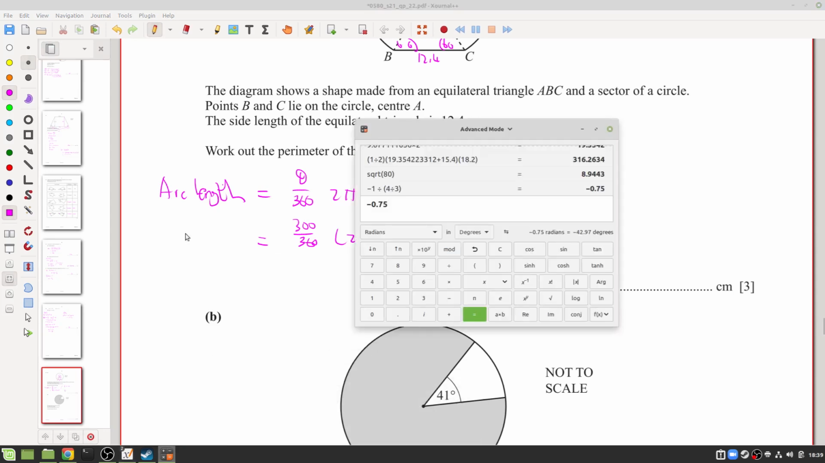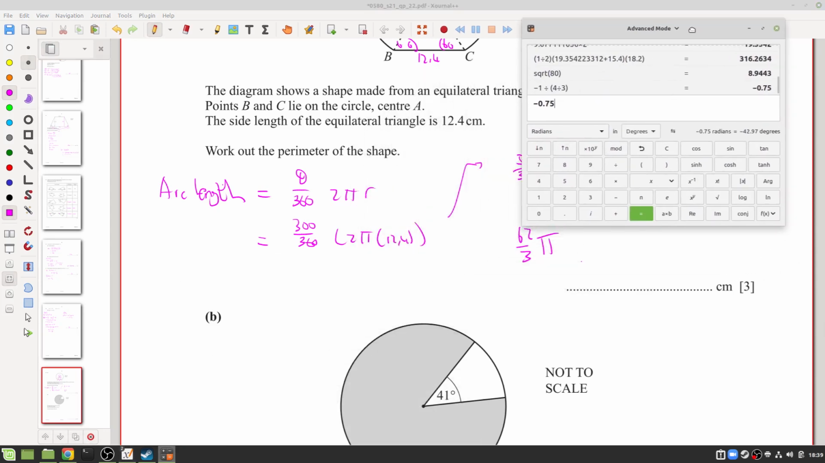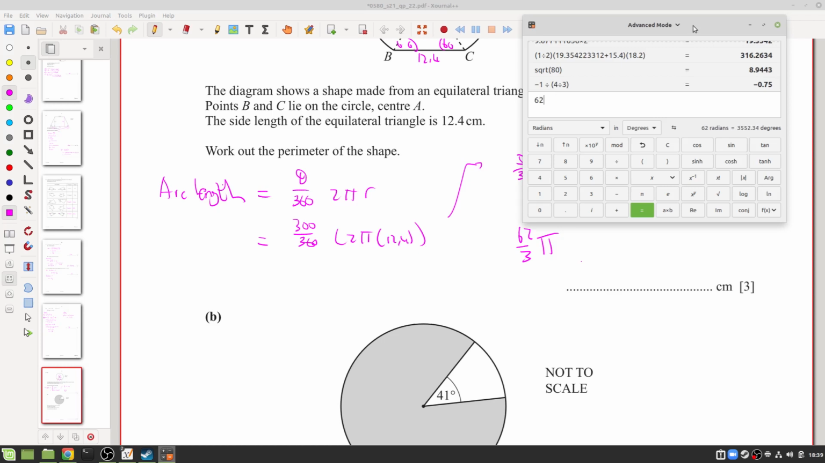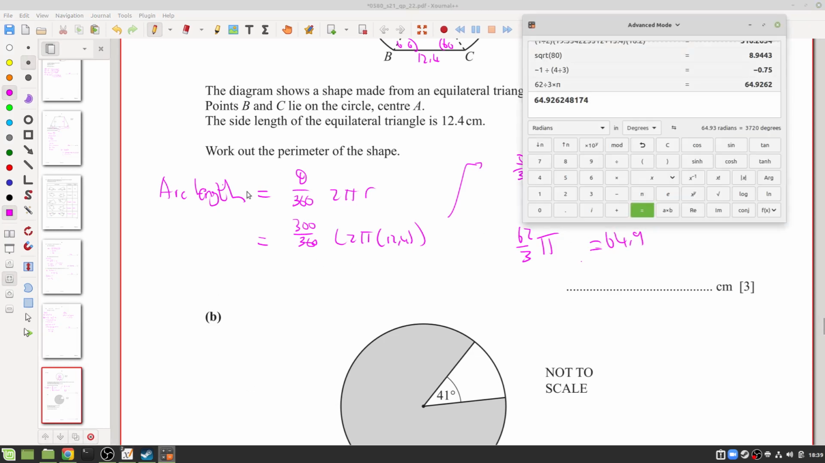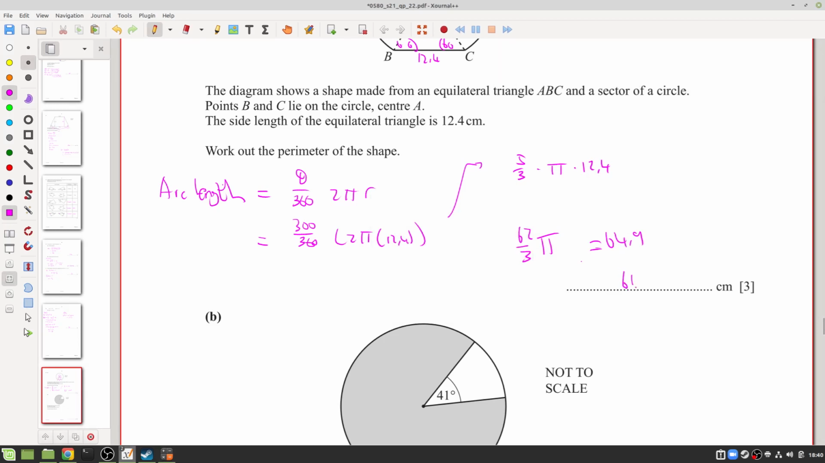And for our rounding off, let's just do that. I'm just going to check both answers to make sure I didn't make a mistake somewhere. 62 divided by 3 times pi. Okay, 64.9. So we get 64.9 from this calculation. And let's check from the start calculation. If we had 300 divided by 360 times 2 times pi times 12.4, 64.9, same thing, yes. Okay, so that's 64.9, correct to 3 significant figures.